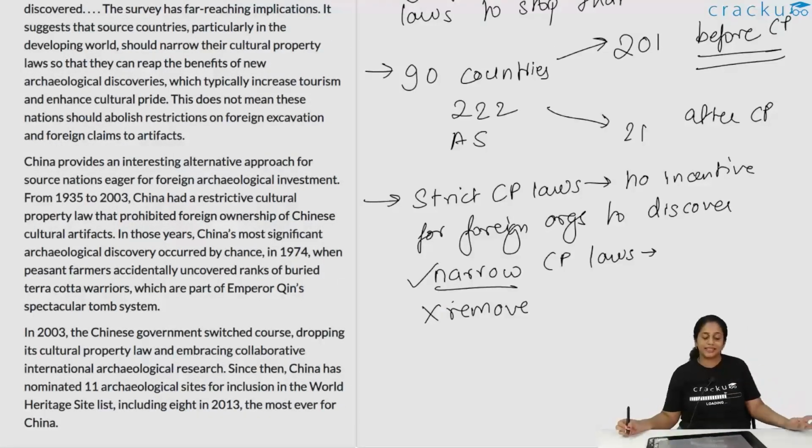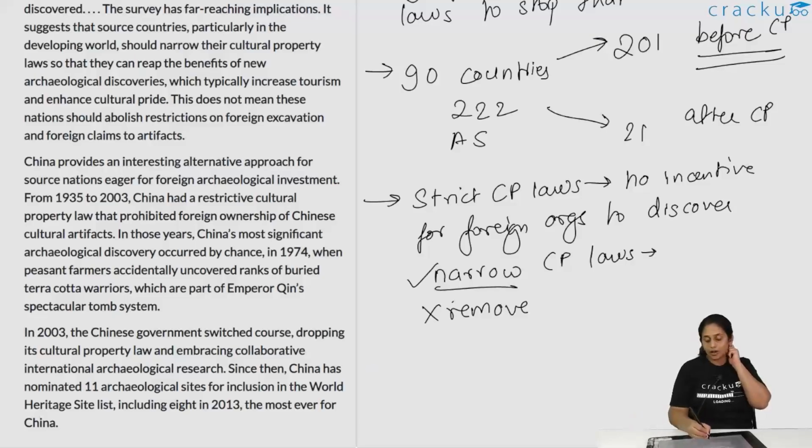China provides an interesting alternative approach for source nations eager for foreign archaeological investment. From 1935 to 2003, China had a restrictive cultural property law that prohibited foreign ownership of Chinese cultural artifacts. In those years, China's most significant archaeological discovery occurred by chance in 1974 when peasant farmers accidentally uncovered ranks of buried terracotta warriors which were part of Emperor Qin's spectacular tomb system.